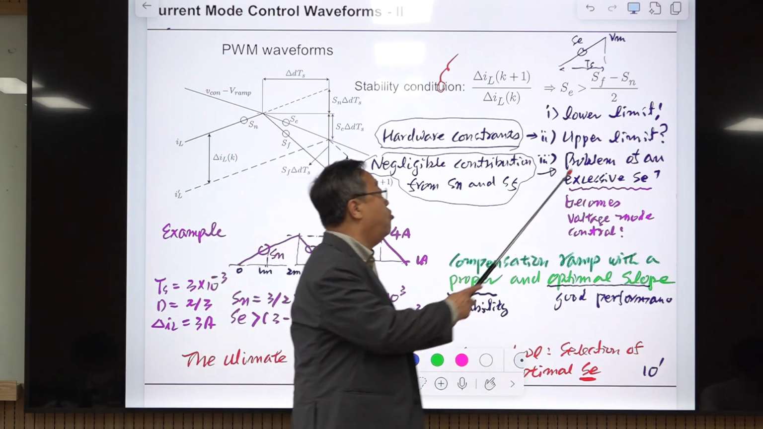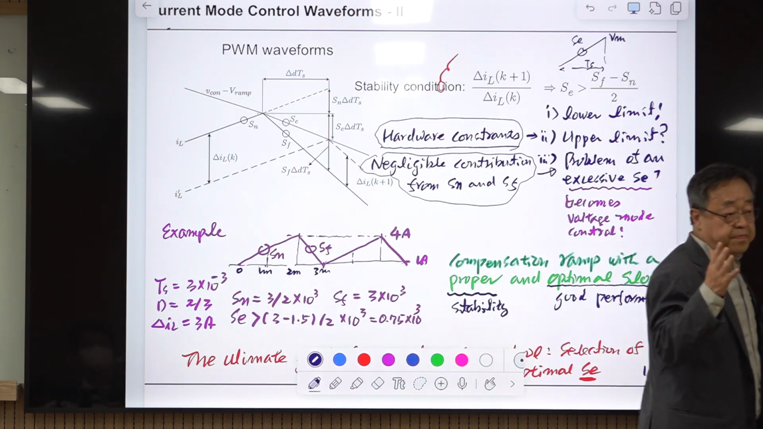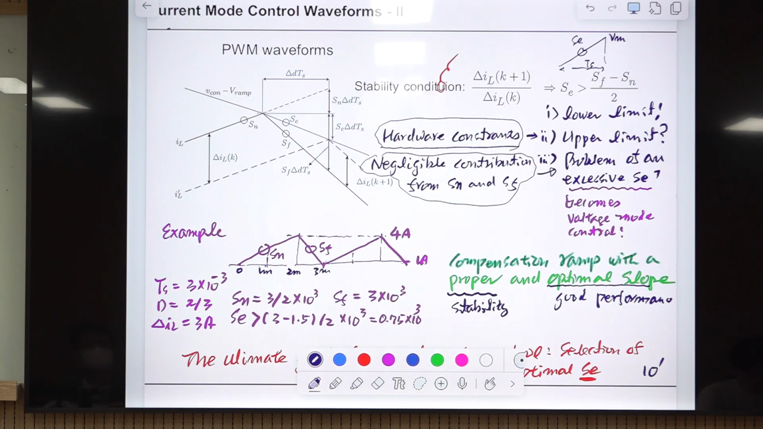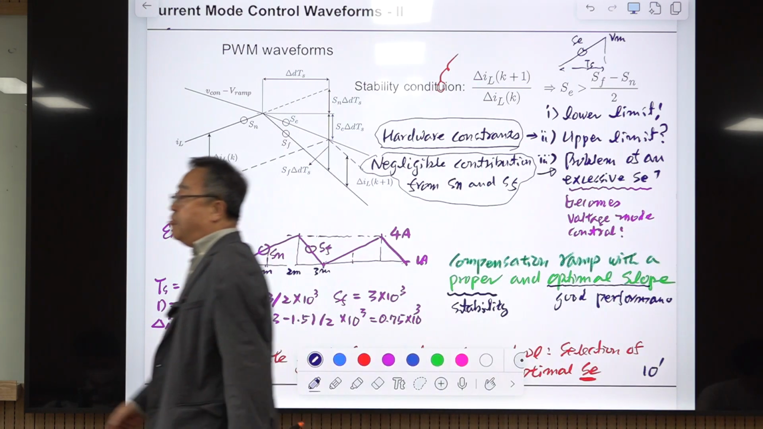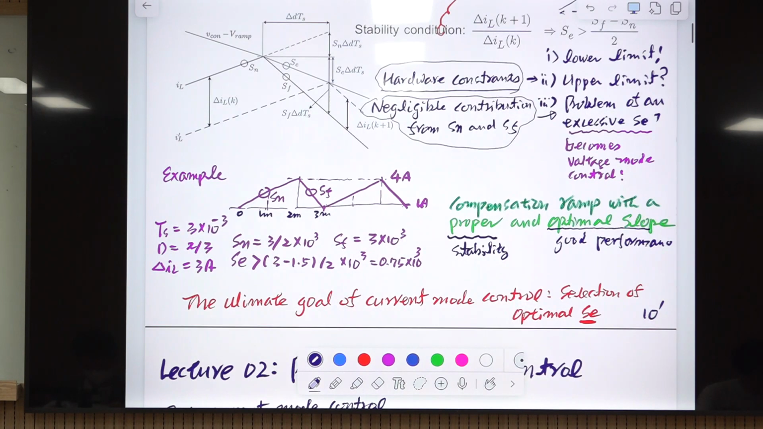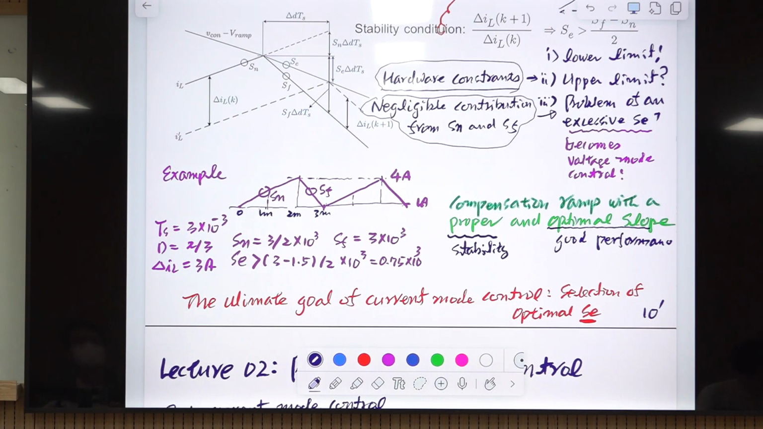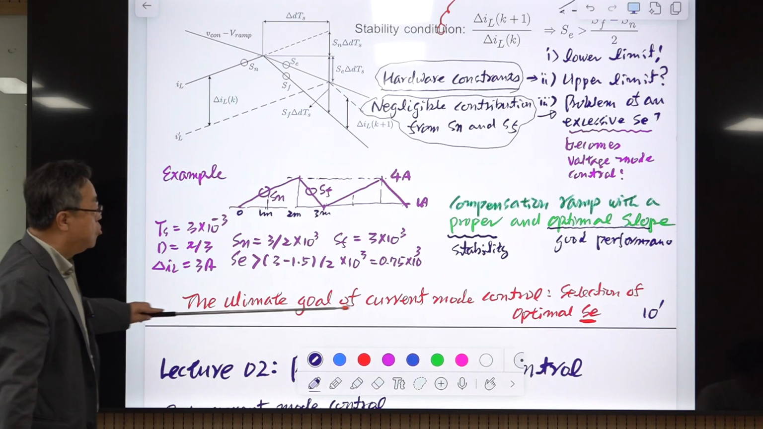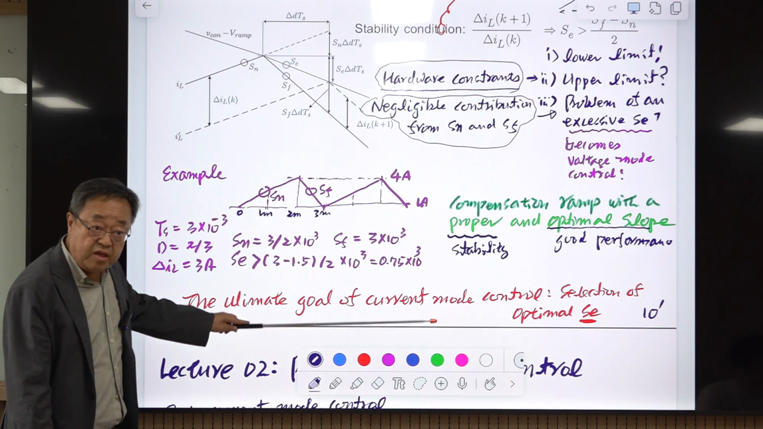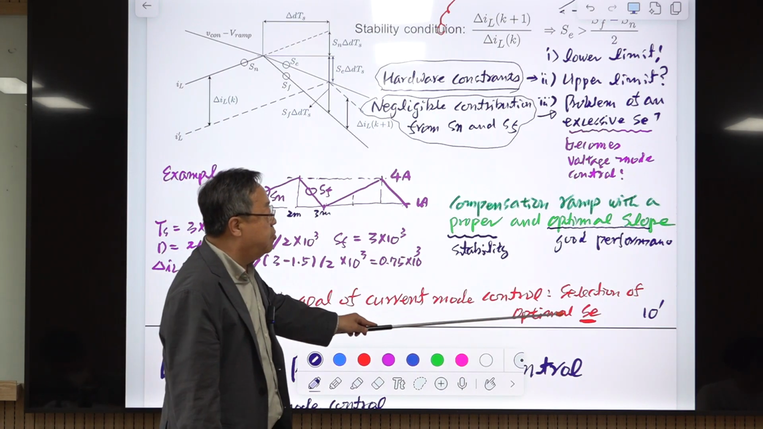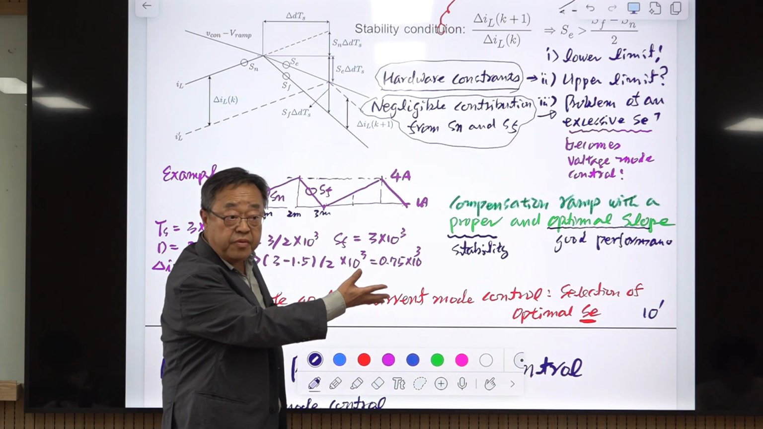Suppose you have this lower limit and there is some hardware-induced upper limit, then what is the optimum value in between? That is the question, okay? So we'll determine that later. I wrote down here, this statement is extremely important: the ultimate goal of current mode control design is to select the optimal SE for the given condition.